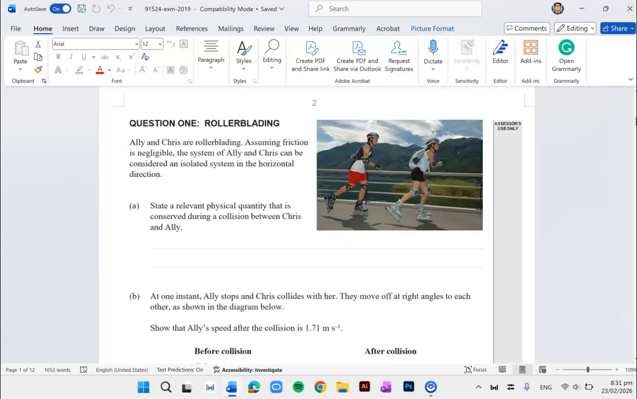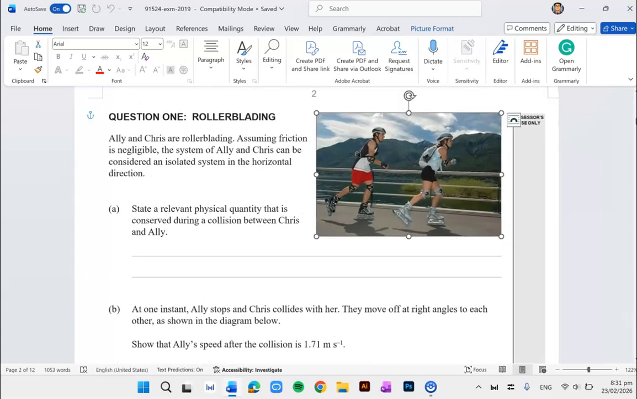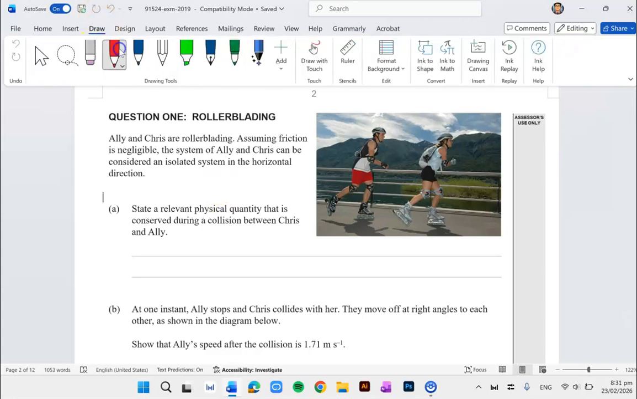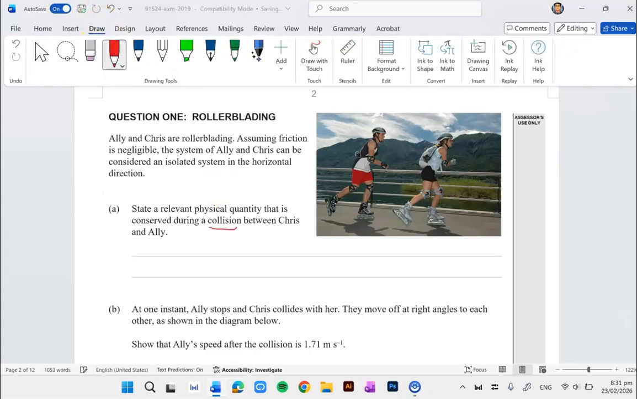So question 1, rollerblading. Straight away I can see it's going to be a 2D momentum question. Part A: state a relevant physical quantity that is conserved during a collision. The key word there is collision. So basically it's going to be momentum. Easy peasy.